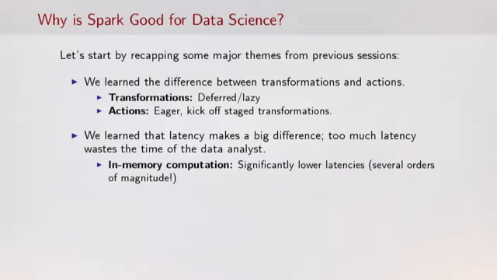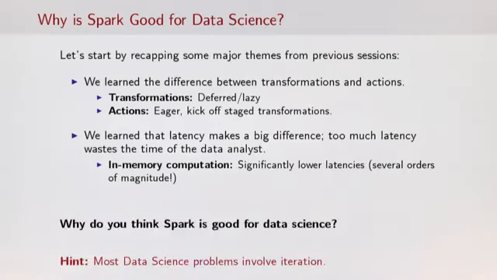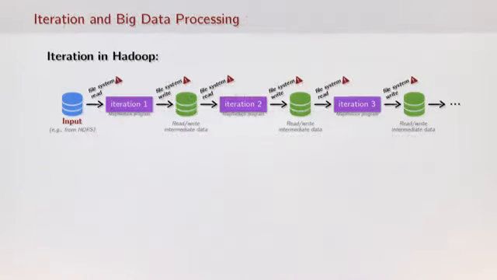Can you see why? Is it clear yet? I'll give you a quick hint. Most data science problems, when you think about them, involve some kind of iteration. So how are transformations, actions, and in-memory computation important to data science problems that involve iteration? Well, first, let's look at iteration and Hadoop.